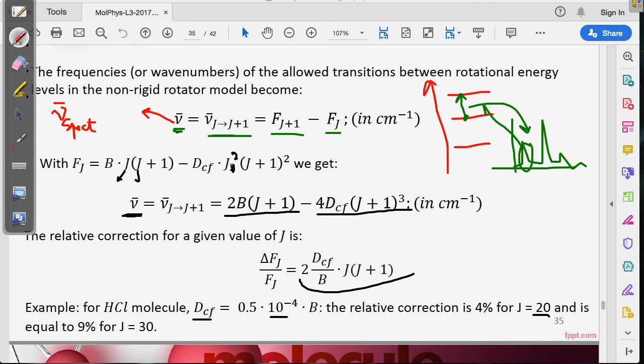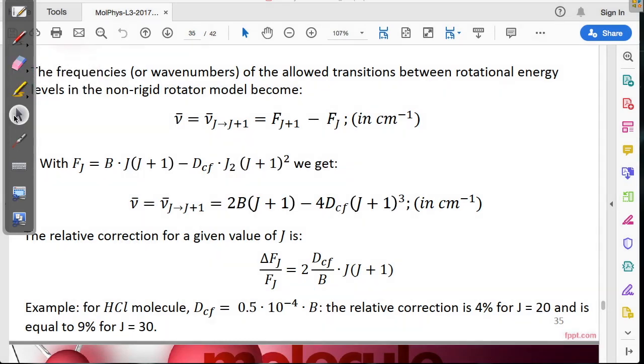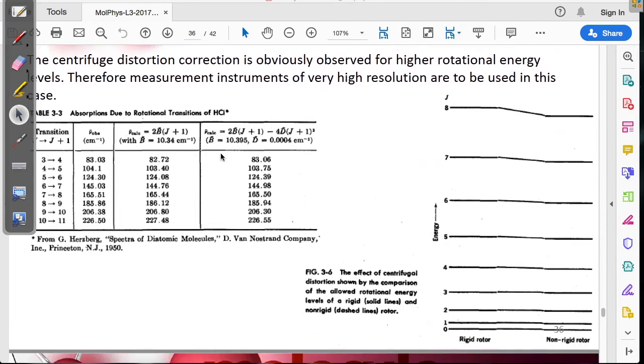Okay. Now, this just shows you the values to give you an impression. You see that for low values of rotational energy, the very few values of j's, we are almost the same. It's only when it starts to increase that we can detect a certain difference. Okay, you see, B here is 10.395, while D is almost 0.0004. Extremely small.